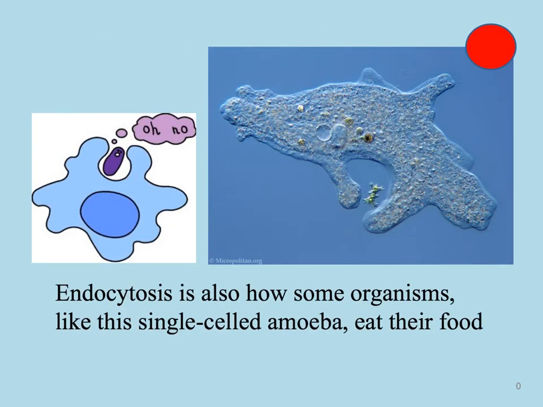Here's an example of an organism that uses this, and that would be an amoeba. So you notice that this would be a food particle that it wants to basically eat. You'll notice that the cell membrane is starting to wrap around. It will eventually completely close, creating a vesicle, bringing in that food to the cell.